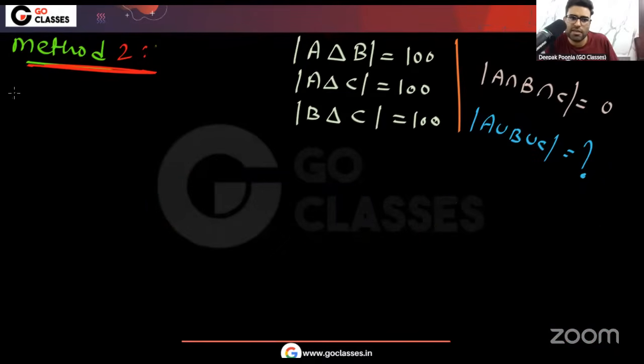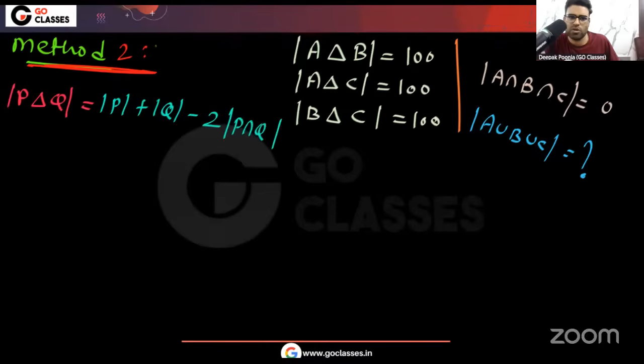Here I can say that the size of P symmetric difference Q will be equal to the size of P plus size of Q minus twice the size of P intersection Q. Is this clear? That's it. Now you can easily apply this formula.